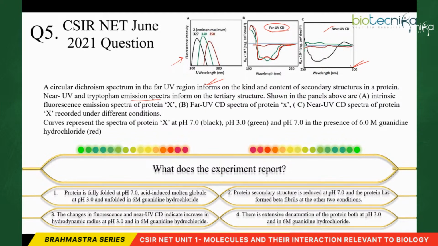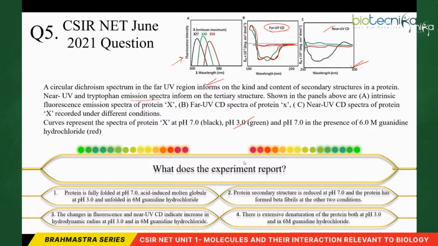If you would know the secondary structures like alpha helix, beta sheet, and random coils and turns, what does the spectral line look like in general in far UV CD spectra, then you would be able to say that the structure is definitely disrupted in case of the red color, that is the presence of guanidine hydrochloride. Okay, as you can see, it is a flat structure. And even in pH 3 also you can see random coils. So anyways, out of this, what would be the experiment reporting?